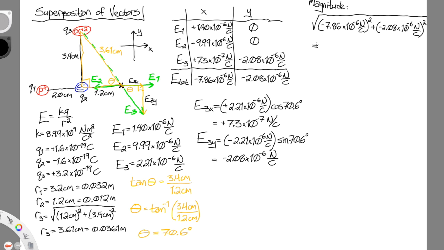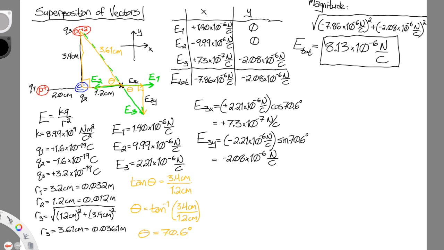And that turns out to be 8.13 times 10 to the negative 6th newtons per coulomb. And that is the magnitude of our total electric field. So that is E total. But we're not done just yet. We're going to need to find the direction of this electric field.